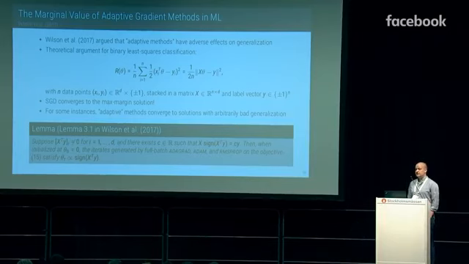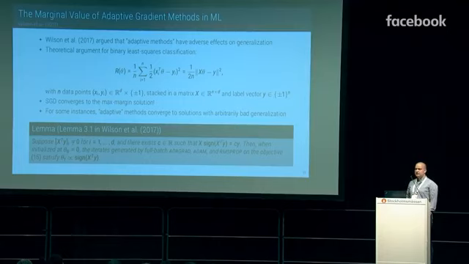And there the authors argued that adaptive methods have adverse effects on generalization. Now, they mostly substantiate this claim empirically, but they also put forward a theoretical argument based on a binary least squares classification problem. That's an objective function of this form, but the details of this are irrelevant for our purposes. What's important is that SGD on this problem class is guaranteed to converge to the max margin solution, which we expect to have favorable generalization properties.